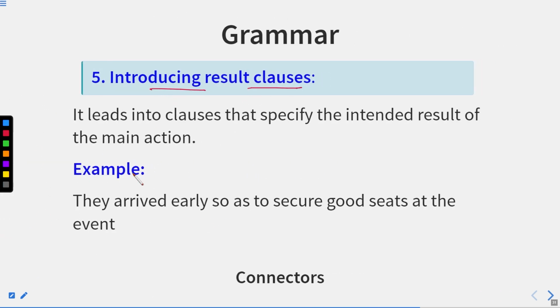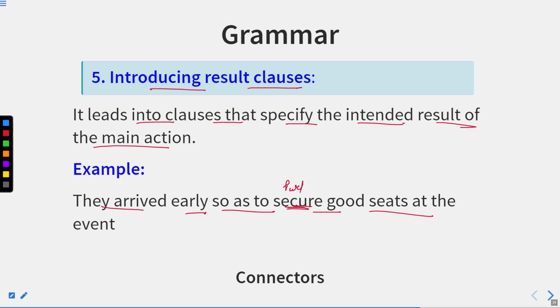Introducing result clause. It leads into clauses that specify the intended result of the main action. For example, they arrived early so as to secure good seats at the event. So they arrived early. This is the action. So as to secure. So secure is actually the purpose.